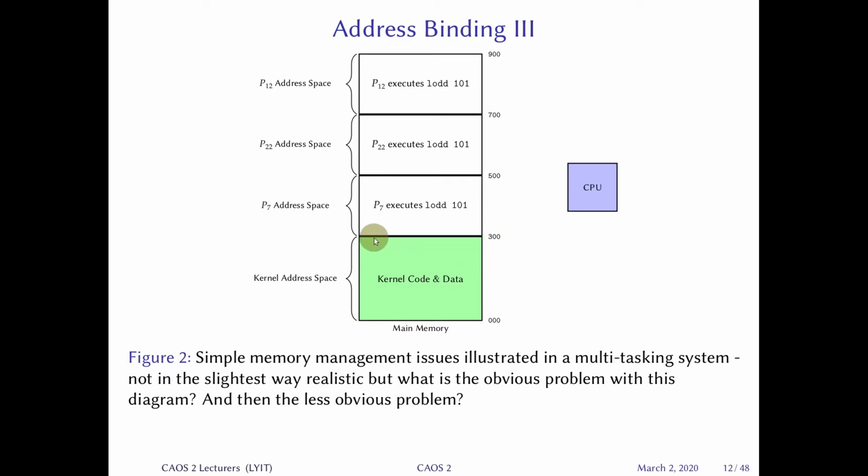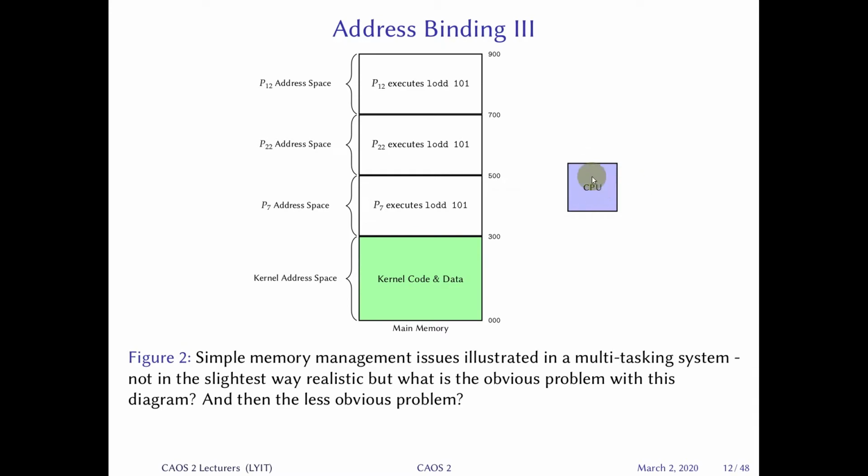We can see that P7 occupies a range of addresses which go from 300 through to 499. We can see that P22 executes in an address space which is 500 through to 699, and then finally P12 executes in an address space which is from 700 through to 900.